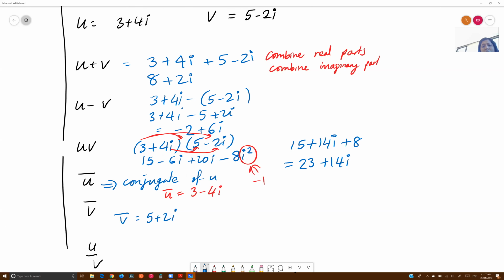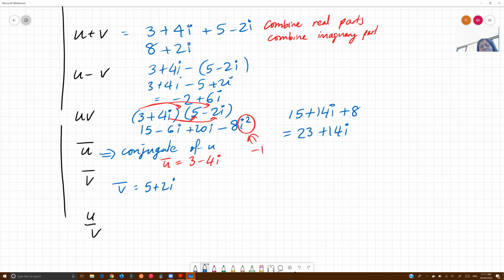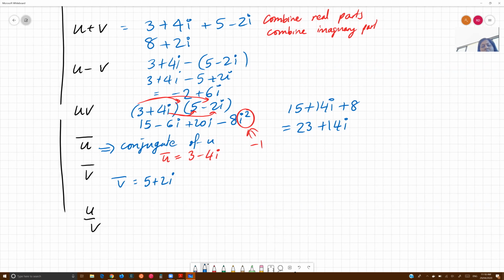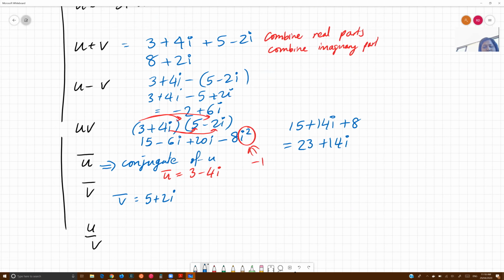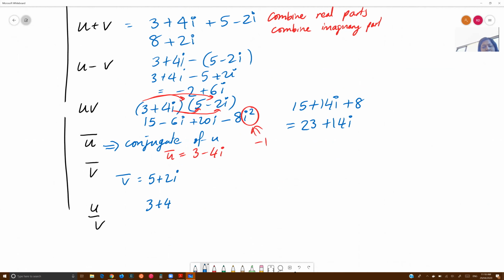Now the reason we need the conjugates is because it's what we do with division. The whole point of division with complex numbers is we would like to get rid of the imaginary part in the denominator. We don't like to have imaginary parts in the denominator. So u over v, you've got 3 plus 4i over 5 minus 2i. What we do is multiply by the conjugate over the conjugate, so 5 plus 2i over 5 plus 2i, the conjugate of the denominator, I should say.